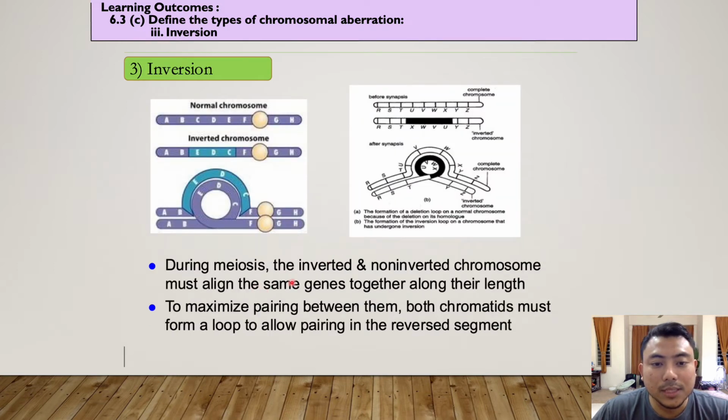So during meiosis, the inverted and non-inverted chromosome must align the same genes together along their length. To maximize pairing between them, both chromatids must form a loop to allow pairing in the reverse segment. Maknanya berlaku pertukaran inversion tersebut kat situ.